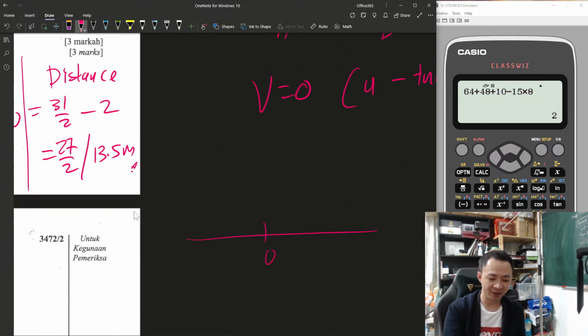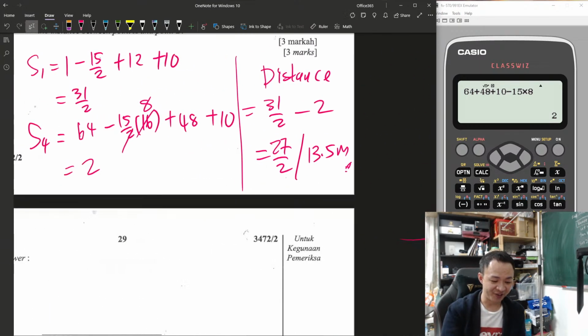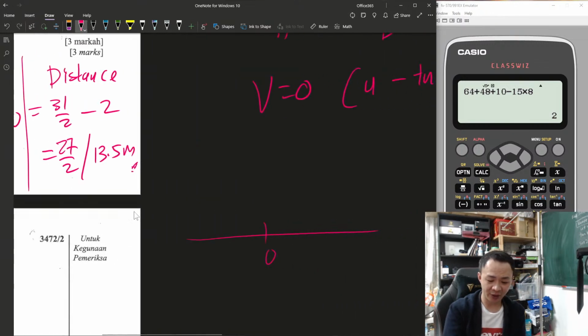The particle starts from here. Based on my observation, he goes until here, 31 over 2, which is at time 1. When t equals 1, he starts to make a U-turn, and then he stops at t equals 2, here. So here will be the position of A, and this one will be the position of B.